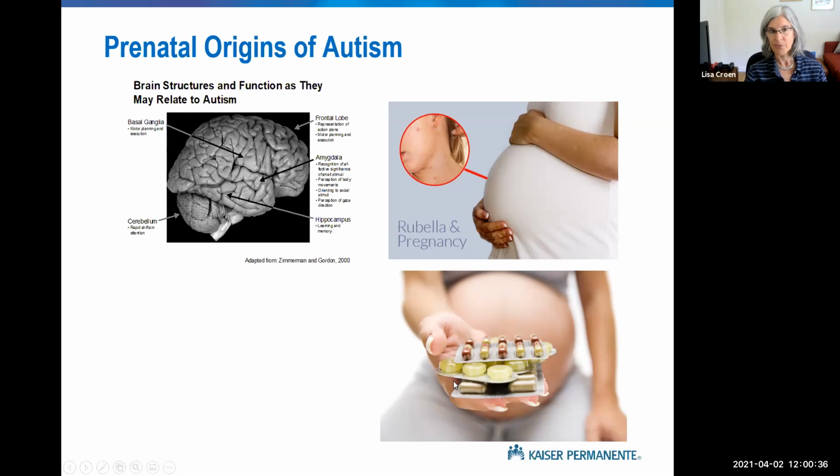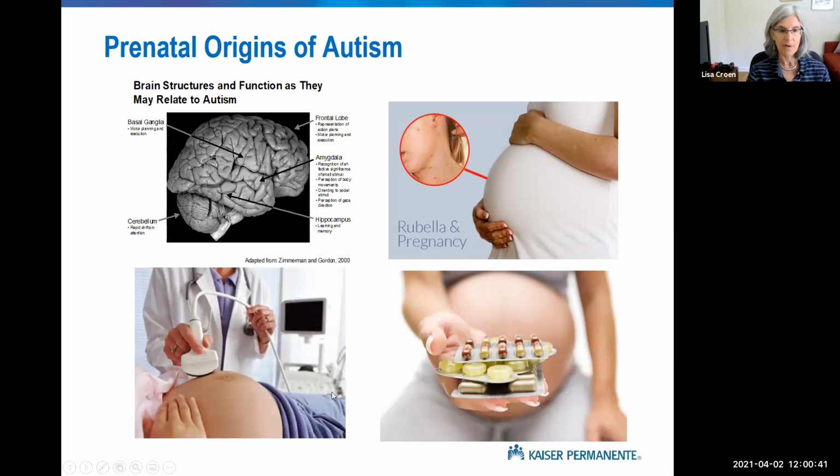Nevertheless, we're talking about prenatal exposures. And then finally, a lot of early studies also looked at obstetric complications.